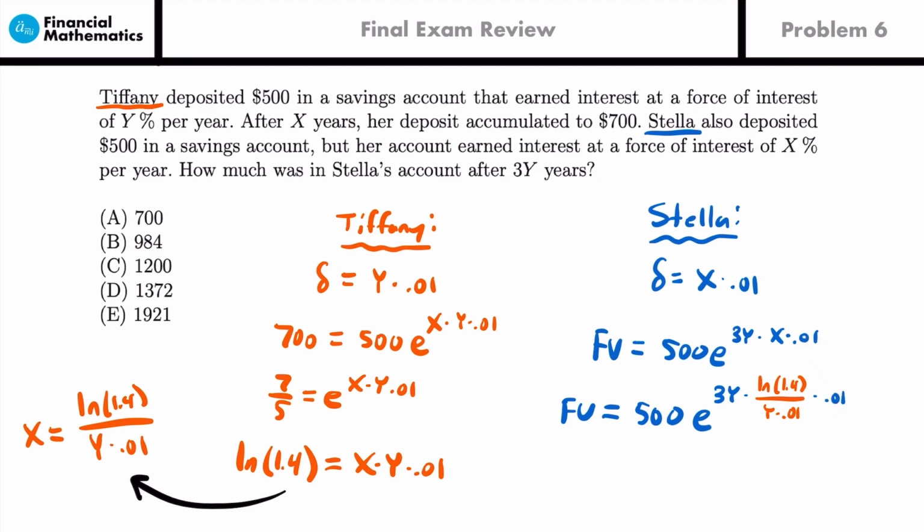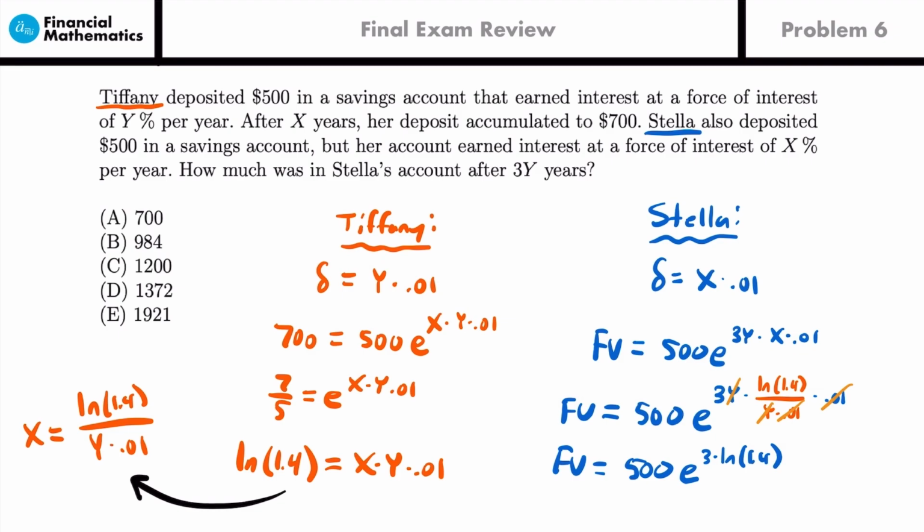Okay? And just as I sort of predicted, we have some nice cancellation that's going to occur here. Notice that we have y in the numerator and denominator. Those are going to cancel out. And we have 0.01 in the numerator and denominator as well. So all we're left with here is that the future value is equal to 500 times e to the power of 3 times the natural log of 1.4.